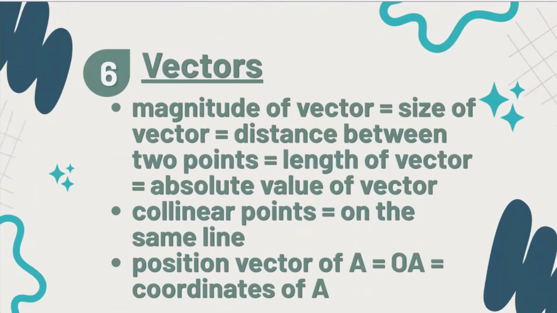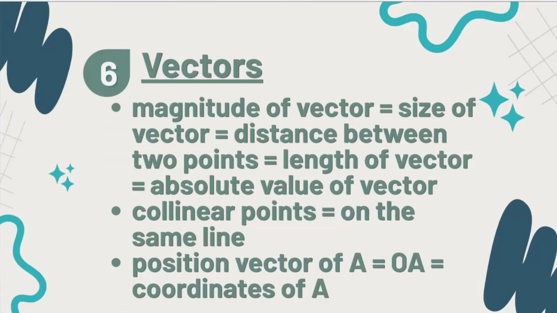Then in vectors, you need to know that magnitude of a vector is the same as size of a vector, which is the distance between 2 points, which is the length of a vector, which is the absolute value of a vector. All these things mean the same thing. So if you see either one of these, it means you have to find the size of the vector, which is the magnitude. Collinear points mean that all the points are on the same line. So again, it's a part of vector collinearity. You have to show that the given points are on the same line.